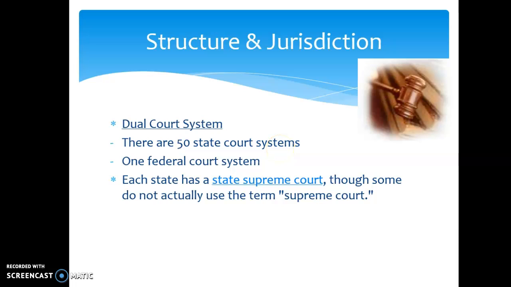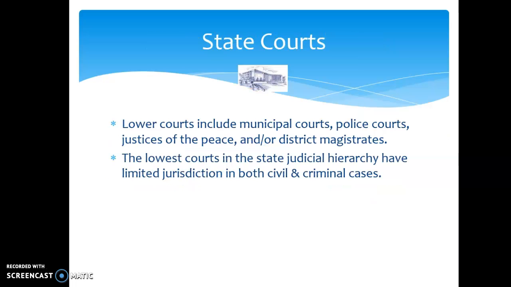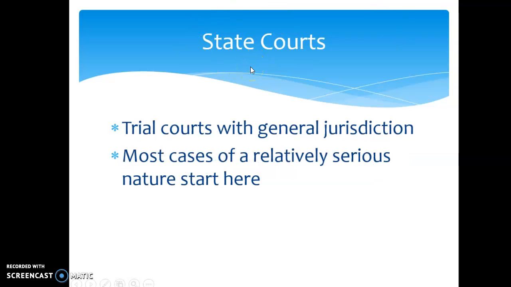We have a federal court system, and we also have state court systems, and these two systems work in tandem. In other words, they work together, but they're different systems. One's for the federal system, and there's also state court systems which apply to state law. State courts are lower courts, municipal courts, police courts, justices of the peace. In other words, state court decisions apply only to the states.